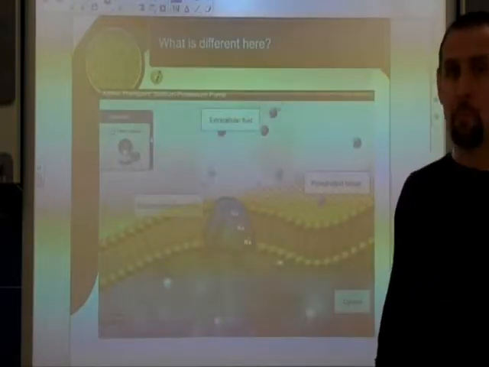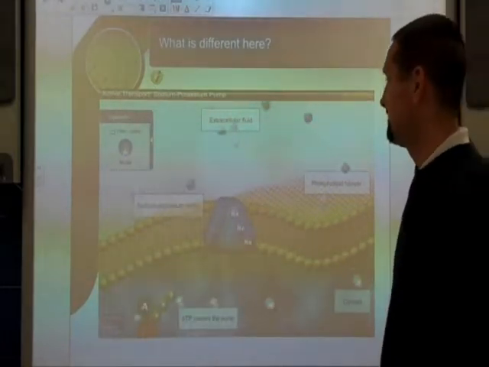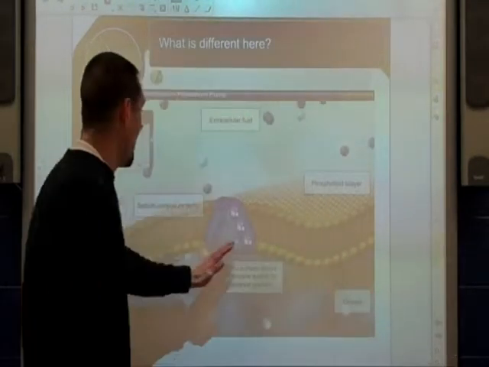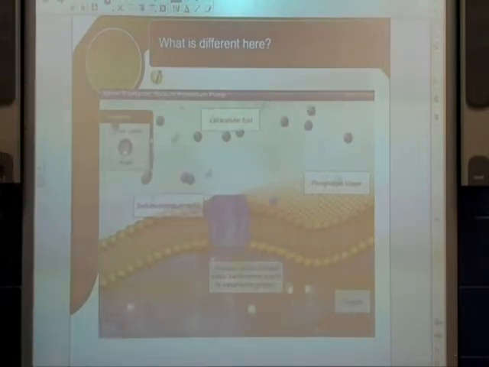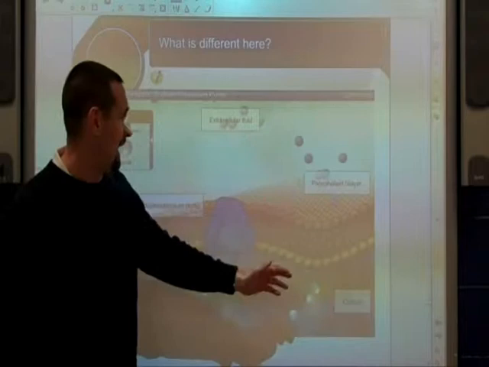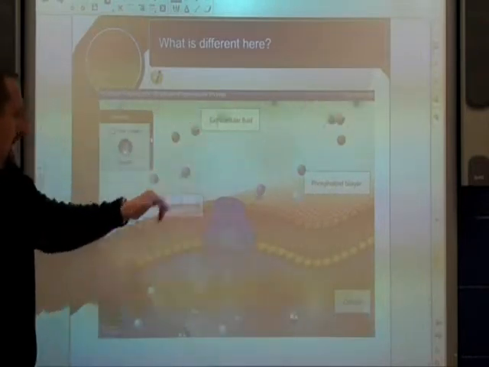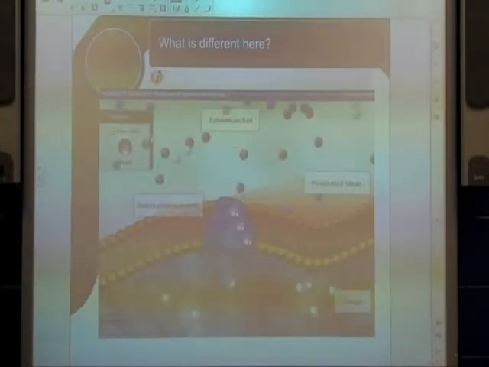So take a look here. What's different now in this case? Well, we have sodium, and we have some potassium. We have this thing called a sodium and potassium pump. We have our lipid bilayer. We have the inside of the cell and the outside of the cell. But let's take a close look at what's happening.